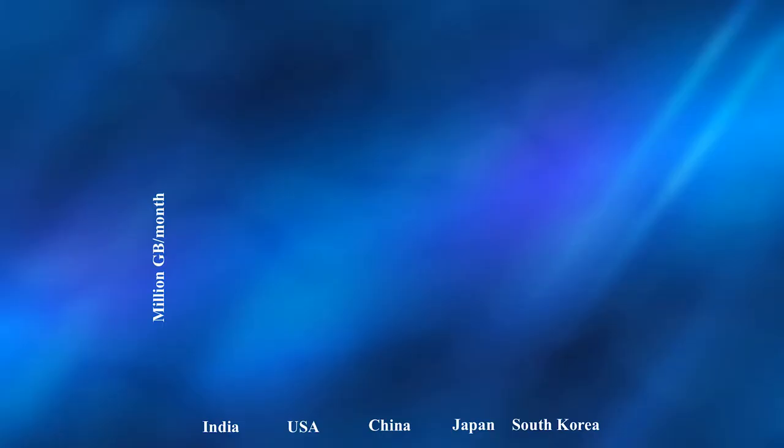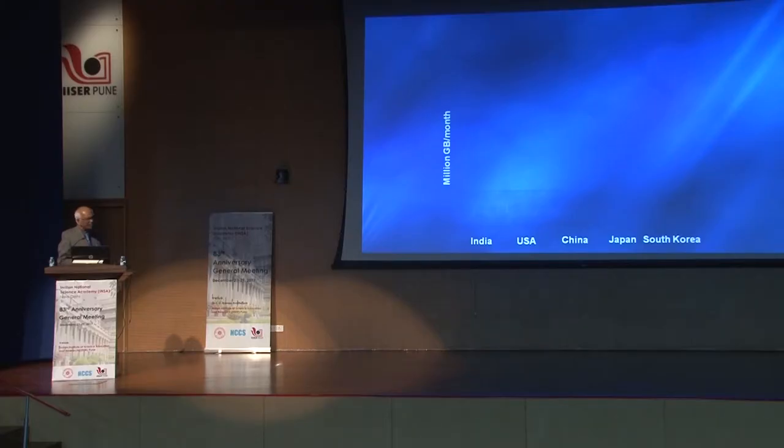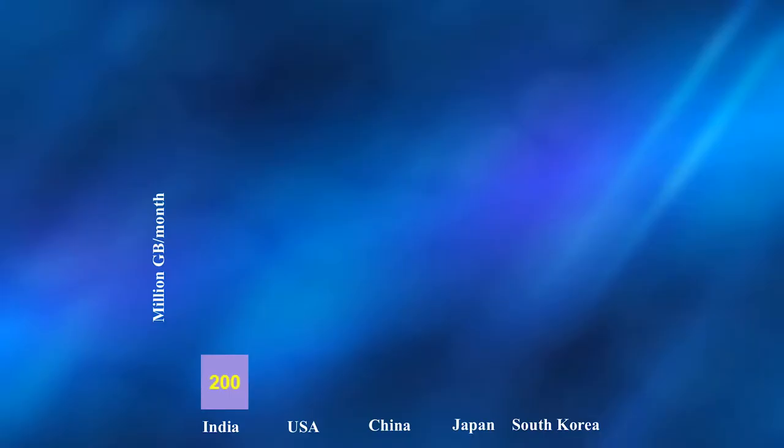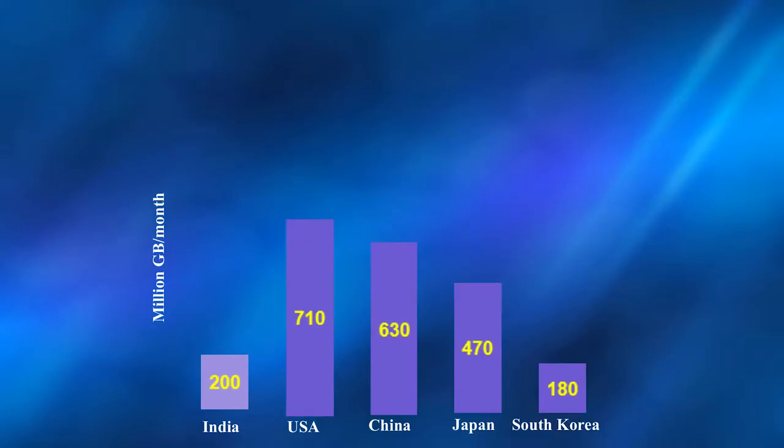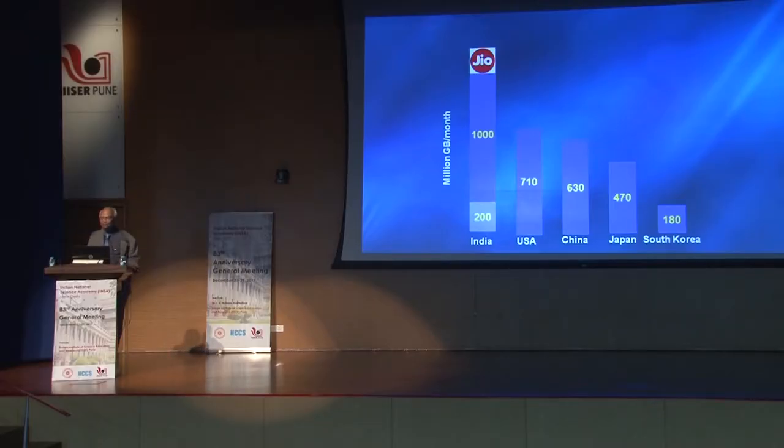Now, are we pole vaulting? You can see, for example, 1 million GB per month in terms of mobile data usage. Where were we? India was 200. US 710, China 630, Japan 470, South Korea 180. That was the position exactly 6 months ago. Today, we are number one. Had we leapfrogged, we would have moved from the 155th position to maybe 100th. But we have pole vaulted to the number one position.